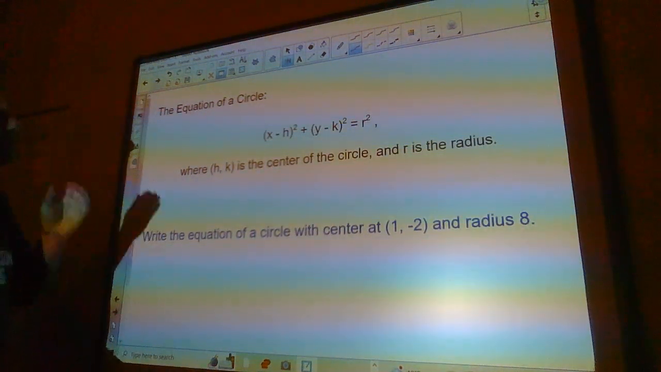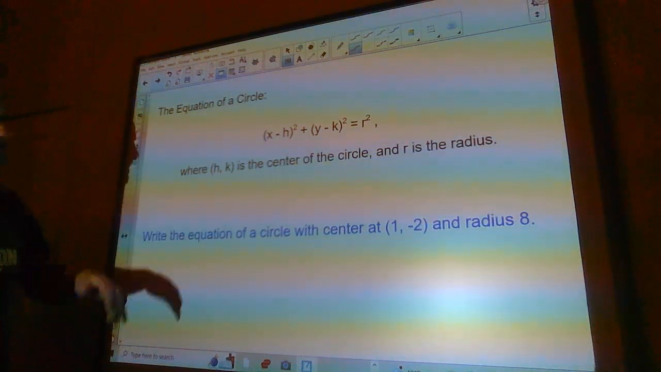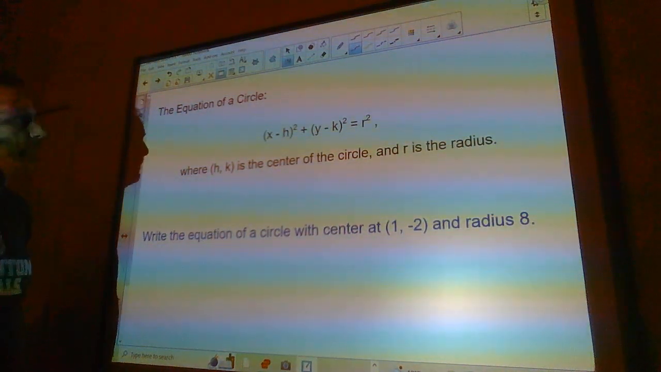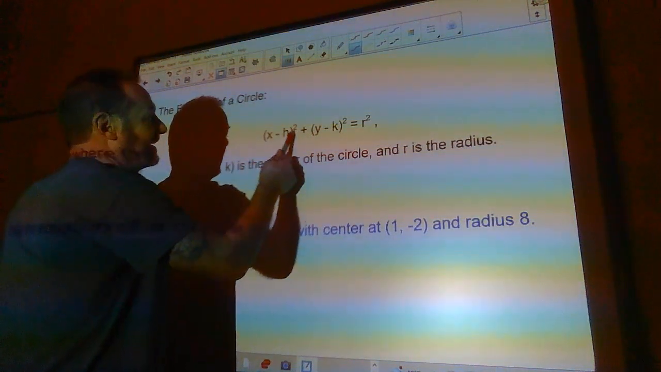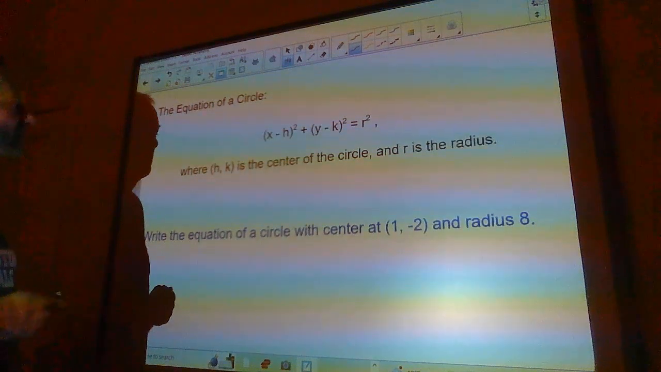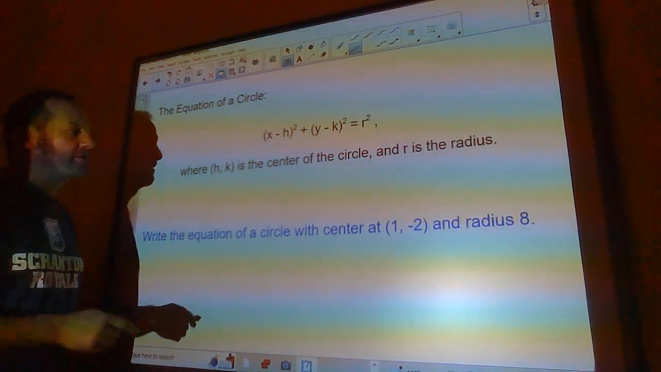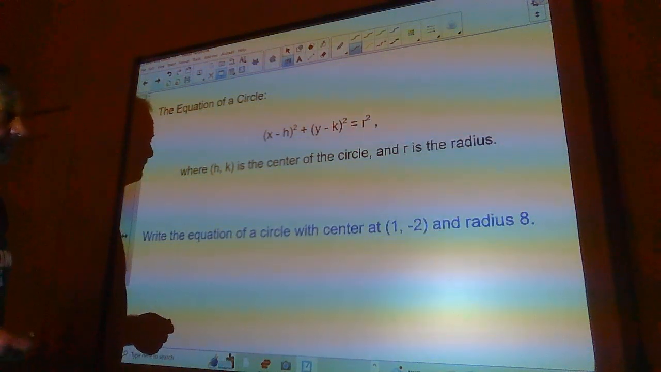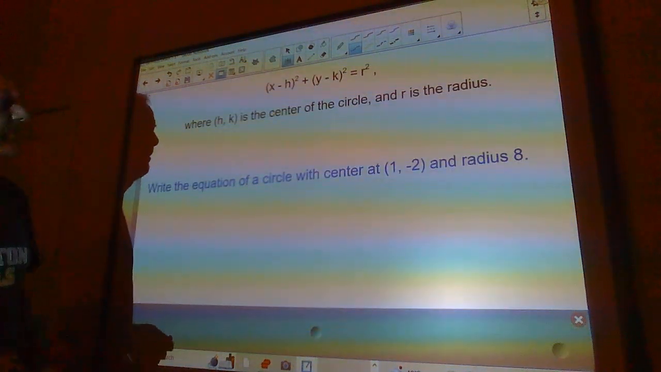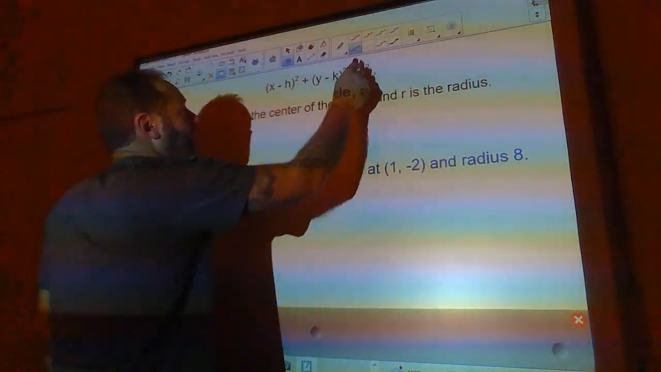All right, so now this is another formula that looks kind of familiar to the distance formula. This is the equation for a circle. Okay, x minus h squared plus y minus k squared equals r squared is the equation for a circle when hk is the center of the circle and r is the radius. So this is pretty easy to do. Write the equation of a circle with a center of 1, negative 2, and a radius of 8.